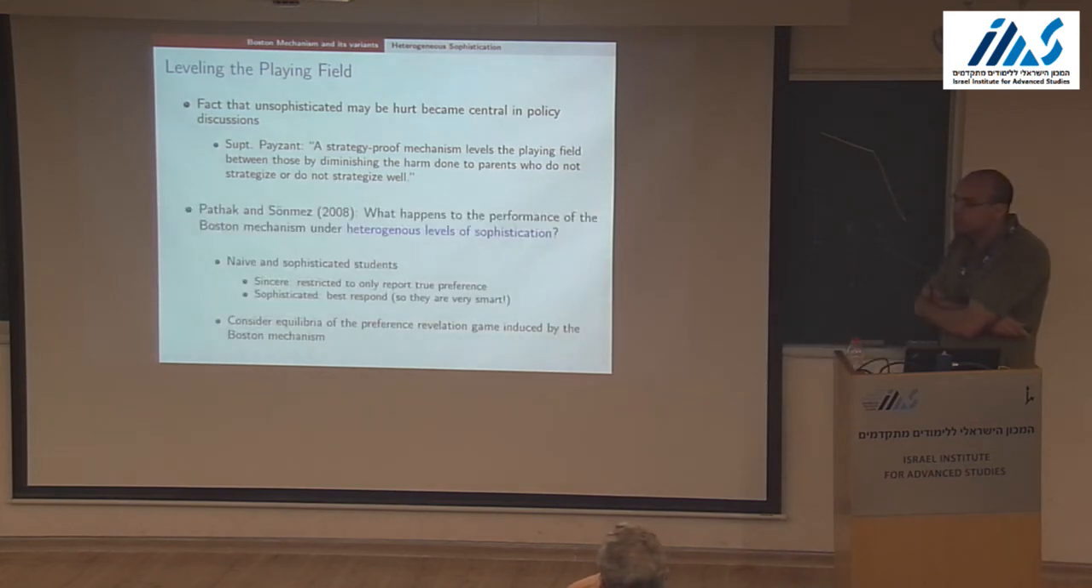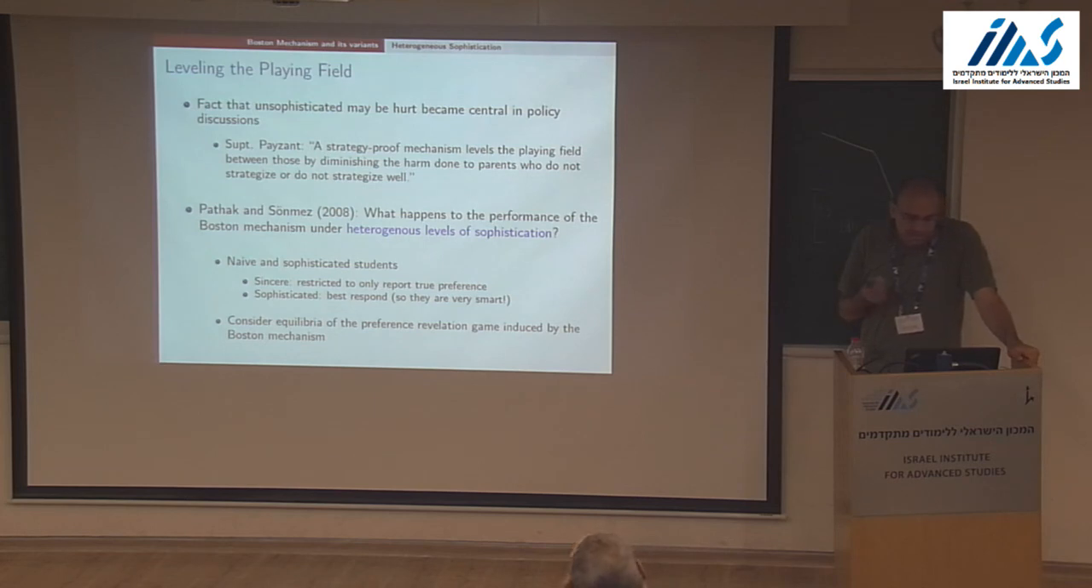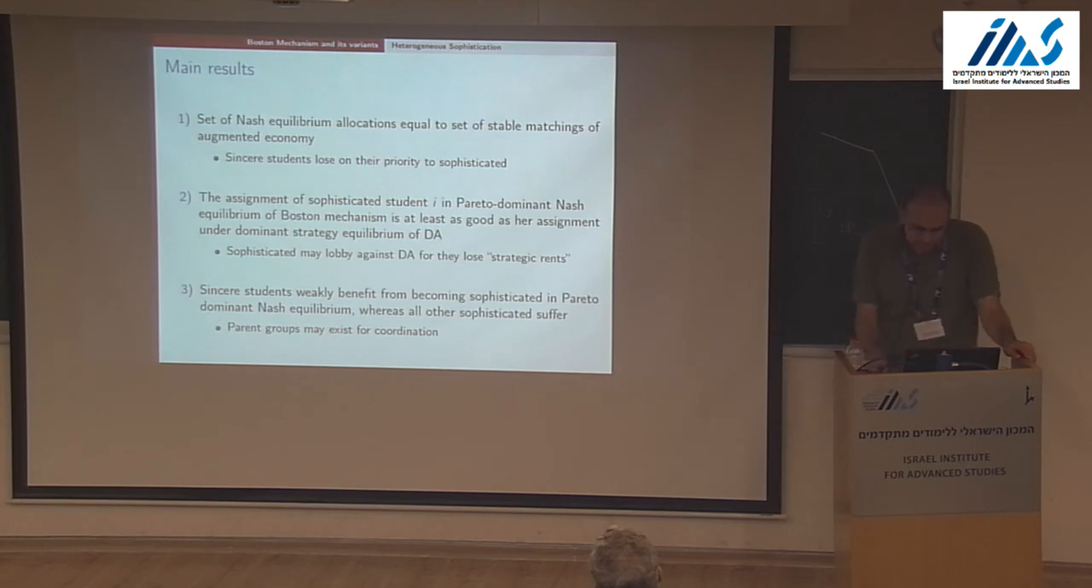We can be a little bit more formal about that idea by considering a model where we have sophisticated and unsophisticated players. We'll take the premise that the sincere players, since you can't call players unsophisticated when you're talking about public school families, which is an important lesson I learned, are restricted to only report their true preferences, whereas the sophisticated players best respond. These are highly sophisticated players. We're going to consider what happens in the game where you have these two types of players under the Boston mechanism, and then what happens under the deferred acceptance algorithm. Let me just get to the point here.